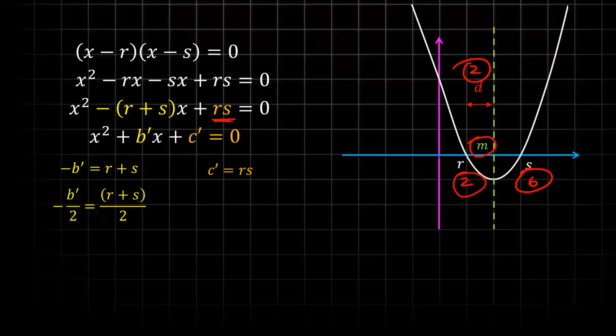So now this leads to R plus S by 2 is minus B dash by 2. Agree with me on this? Yes. But what is R plus S by 2? Midpoint. Agree with me on this?